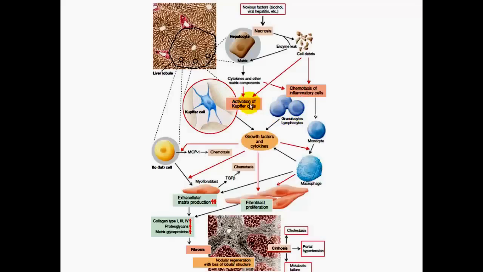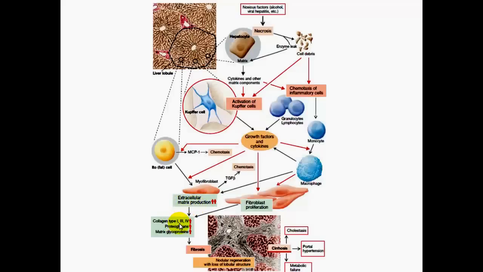These activated Kupffer cells are going to produce growth factors and cytokines. These growth factors and cytokines are going to activate these quiescent stellate cells, Ito cells, fat cells, which are going to become a myofibroblast, which is going to produce transforming growth factor beta, which is going to further cause more chemotaxis, and also is going to produce an extensive amount of extracellular matrix, which is more dense.